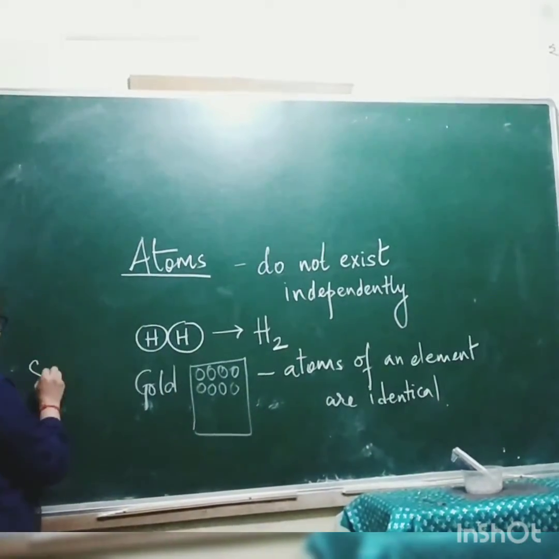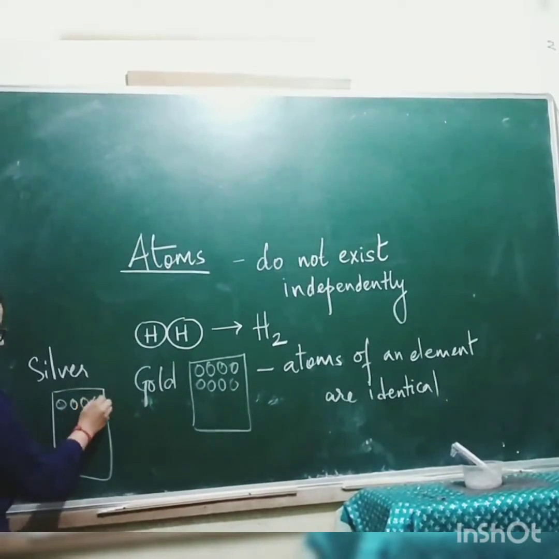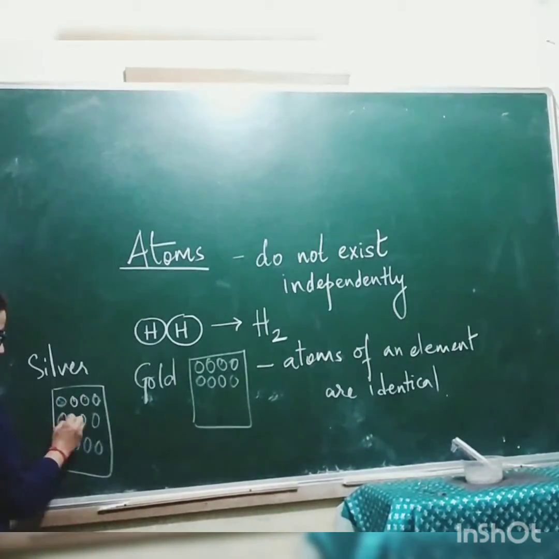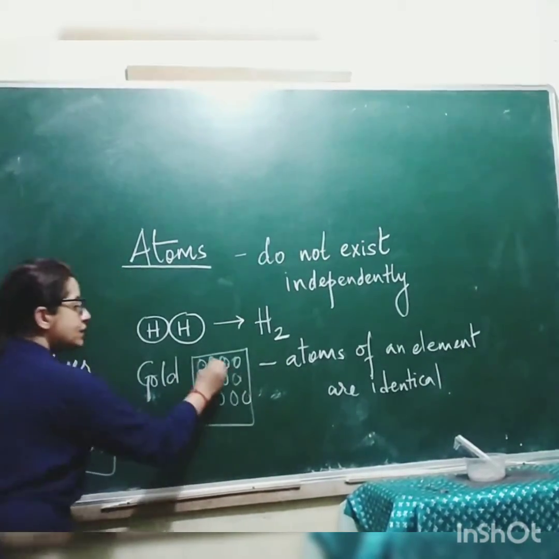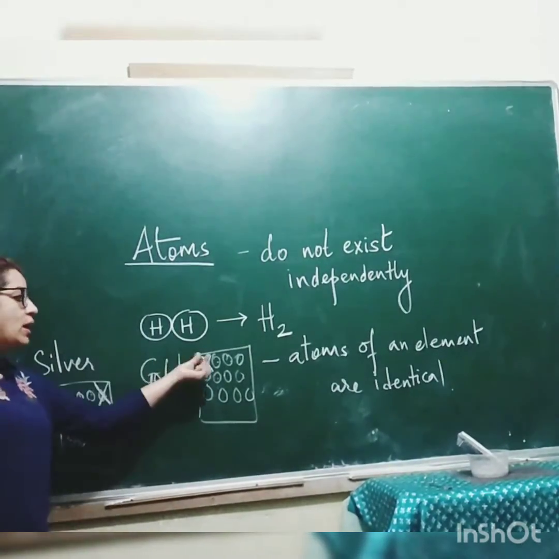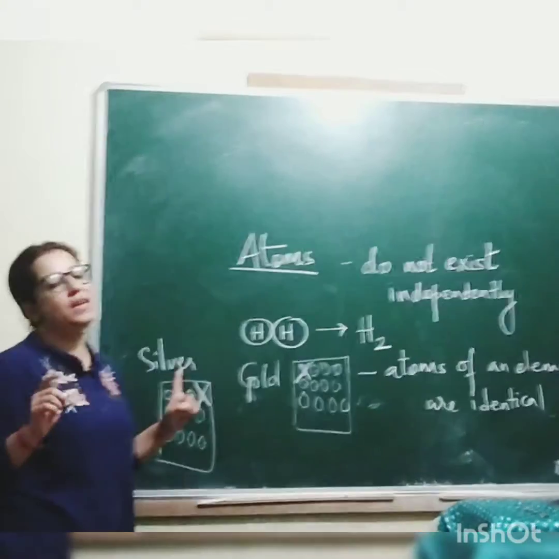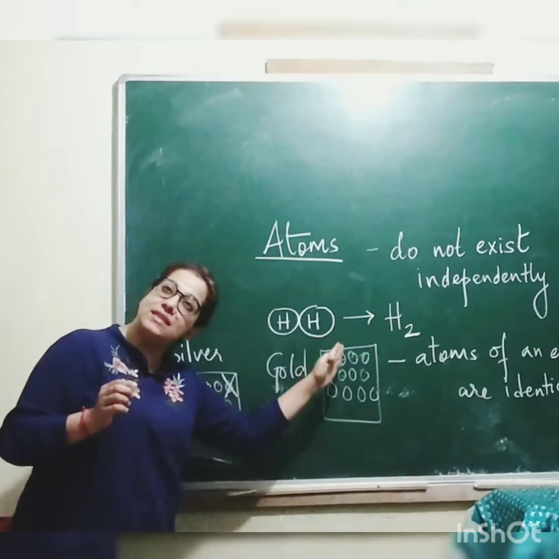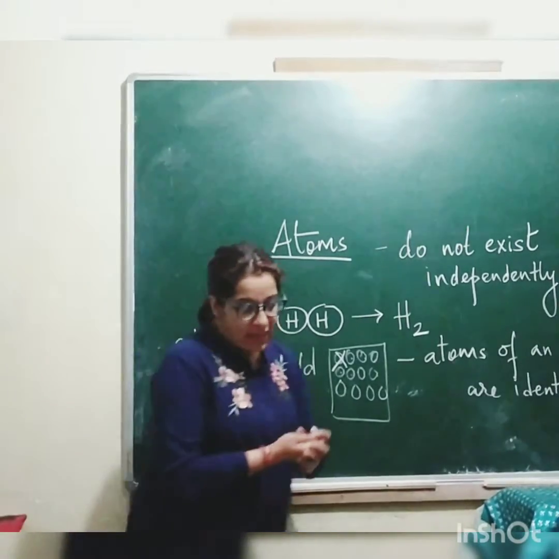But suppose I take silver and gold. So obviously the atoms of silver are identical to each other. They are same. Here the atoms of gold are same. But this atom is completely different from this atom. So atoms of one element are similar, but they are different from the atoms of another element. So one element has similar type of atoms, but it is different from the atoms of another element.